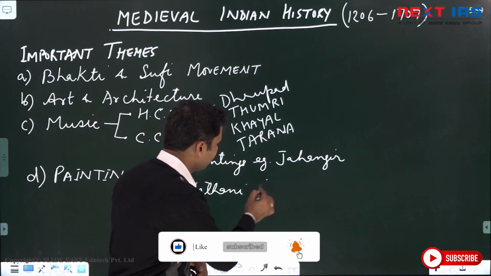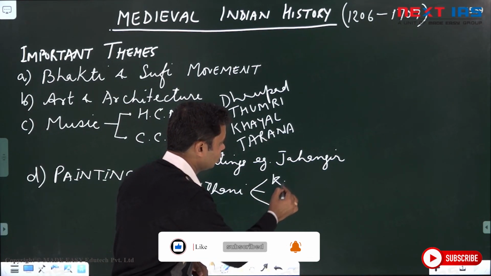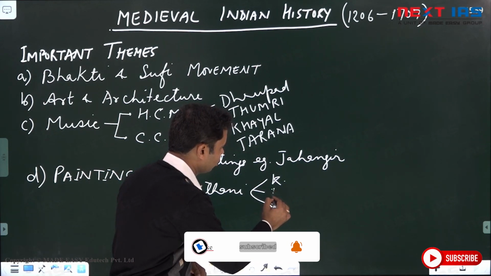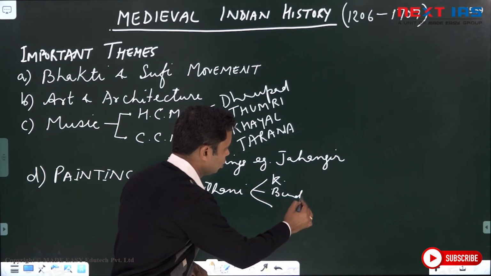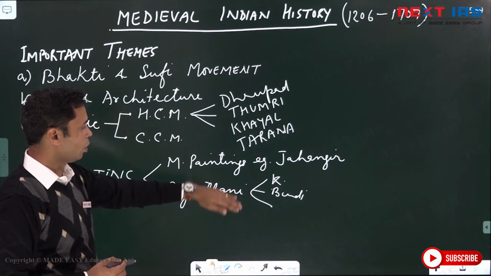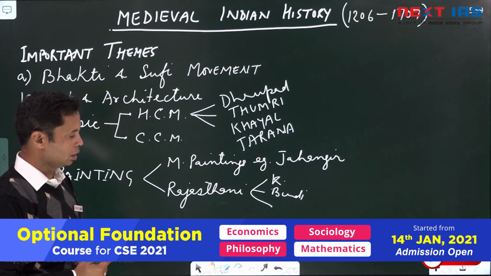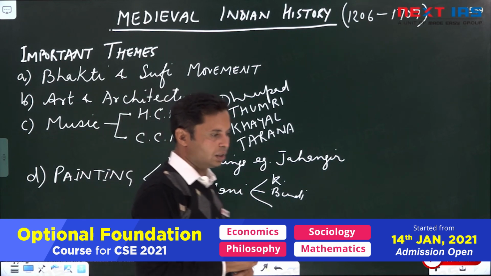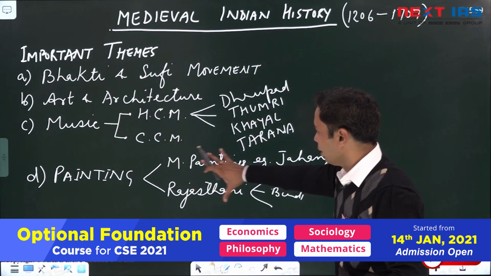Rajasthani is further divided into, say, the Kishangarh school and the Bundi school. So these are the various forms of the Rajasthani school of painting, and in painting you have to study these things.